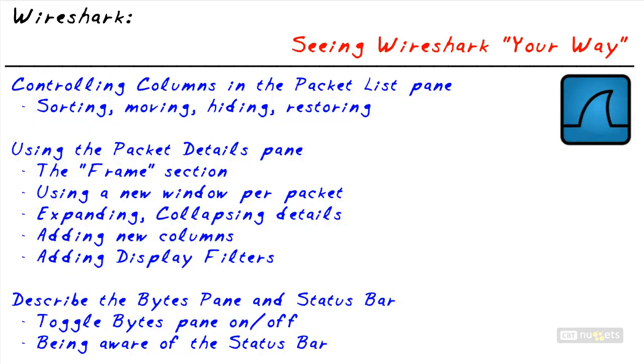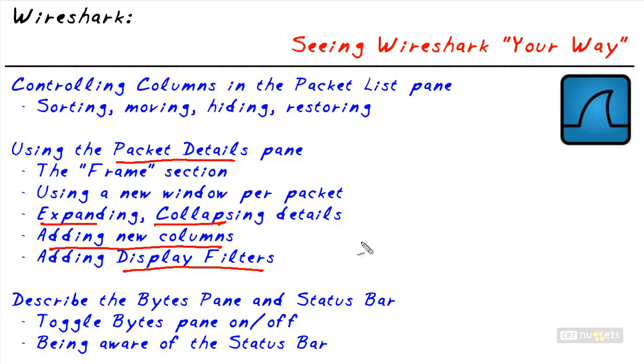There's also a lot of functionality in the packet details pane where we can expand or collapse the details of a certain section of a packet that we're looking at. We can also add a brand new column right from the details pane so that it shows up in our list, which makes it very, very convenient. One of my favorite features as well is setting up a display filter based on the details.